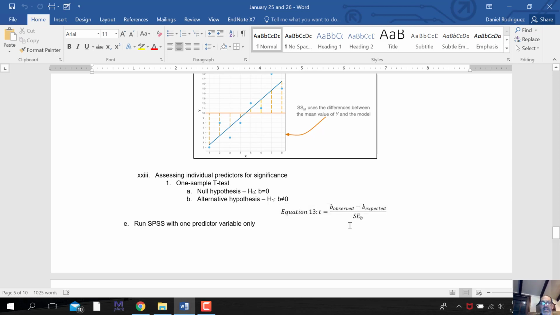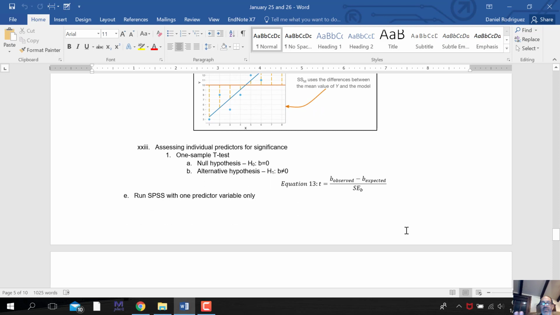Our test statistic is the t statistic because we don't have the population standard deviation, but we do have the population estimate. In this case, b is equal to 0, right? So the equation is b observed minus b expected, and if we're expecting it to be 0, it's just going to be b observed divided by the standard error of b. So it's your regular one sample t statistic.